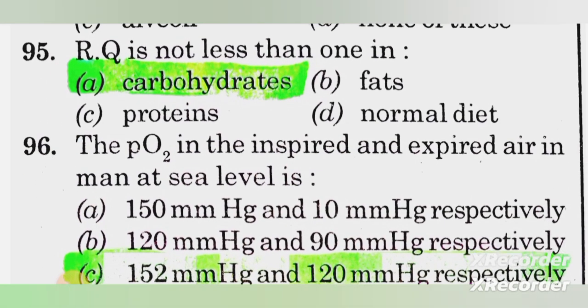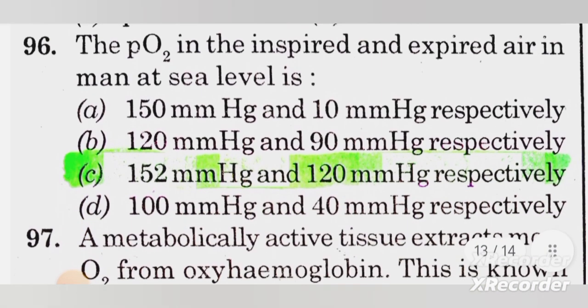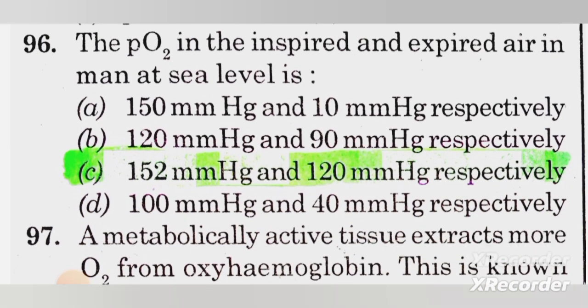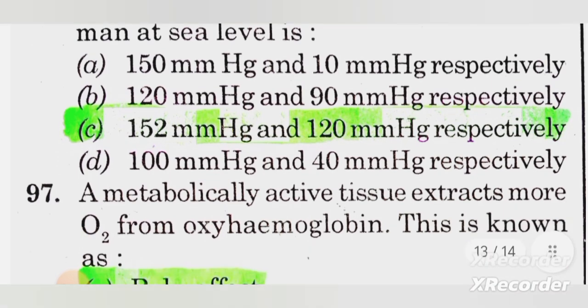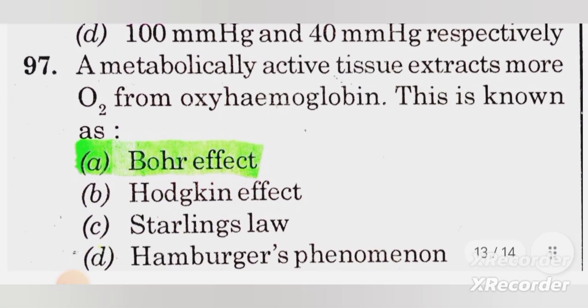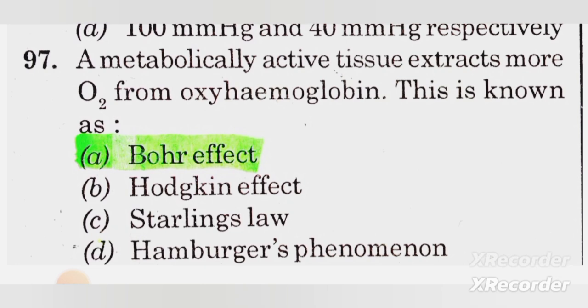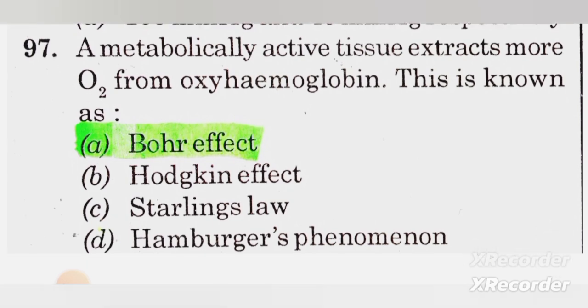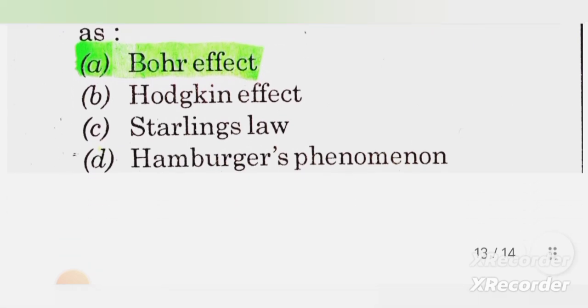Next, 95. RQ is not less than 1 in, answer A, carbohydrates. Next, 96. The PO2 in the inspired and expired air in man at sea level is, answer C, 152 mmHg and 120 mmHg respectively. Next, 97. A metabolically active tissue extracts more oxygen from oxyhemoglobin. This is known as Bohr effect.